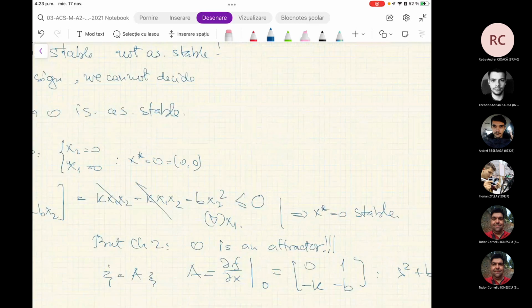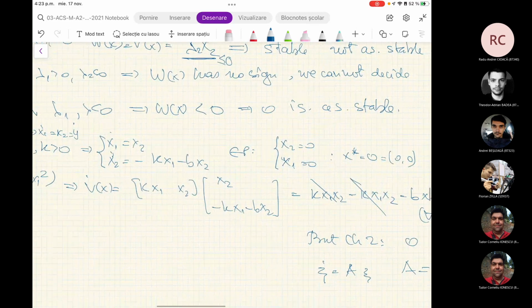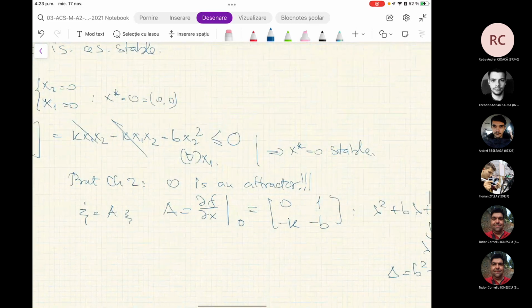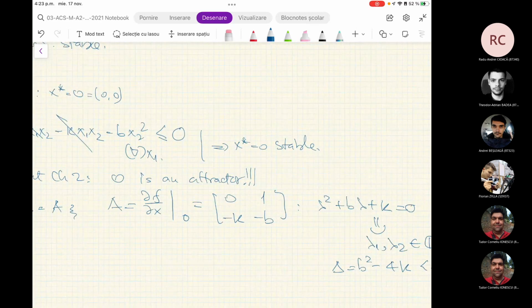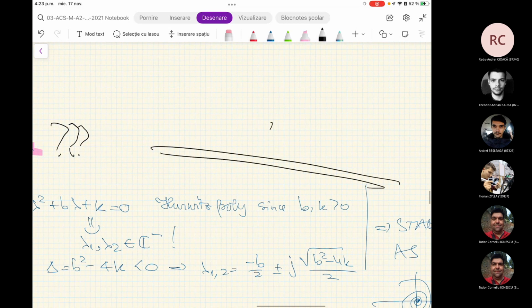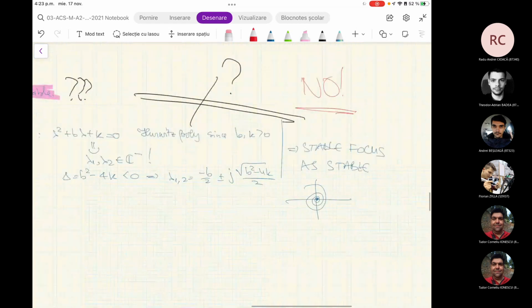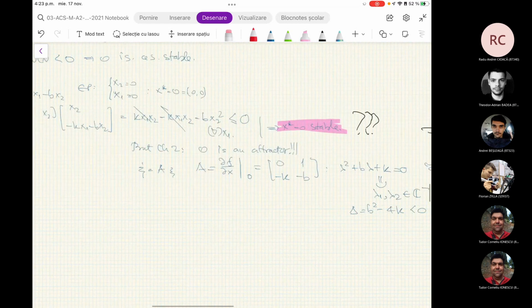So where's asymptotic stability? Is this different from this? Of course not. It's not different. It's still asymptotically stable. We need something more.